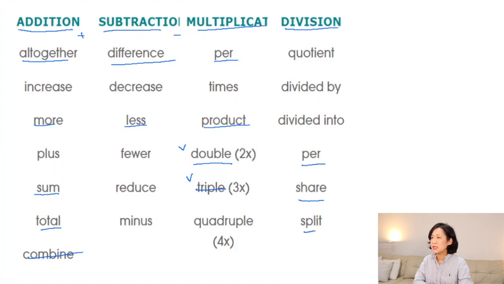But let's have a look at these two words. For example, I've got 10 divided by 2. Then definitely we can use 10 divided by 2. But how about divided into? Yes, 2 divided into 10, right? So don't get confused with the two words.